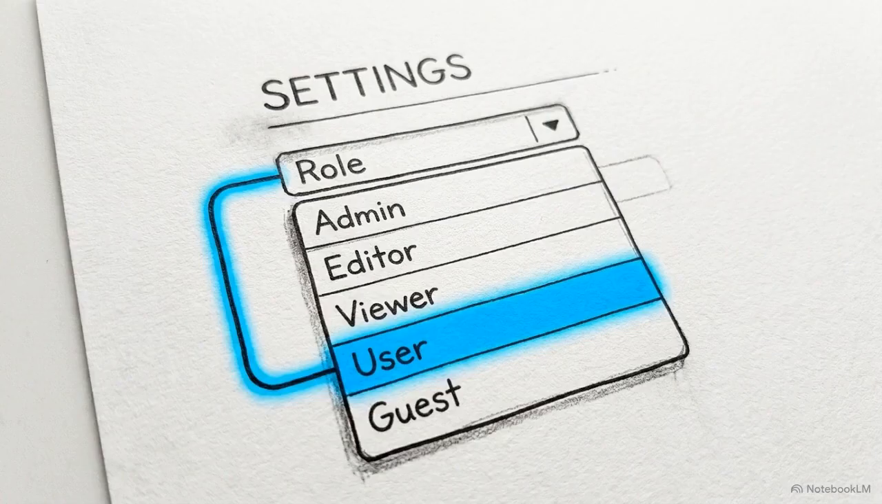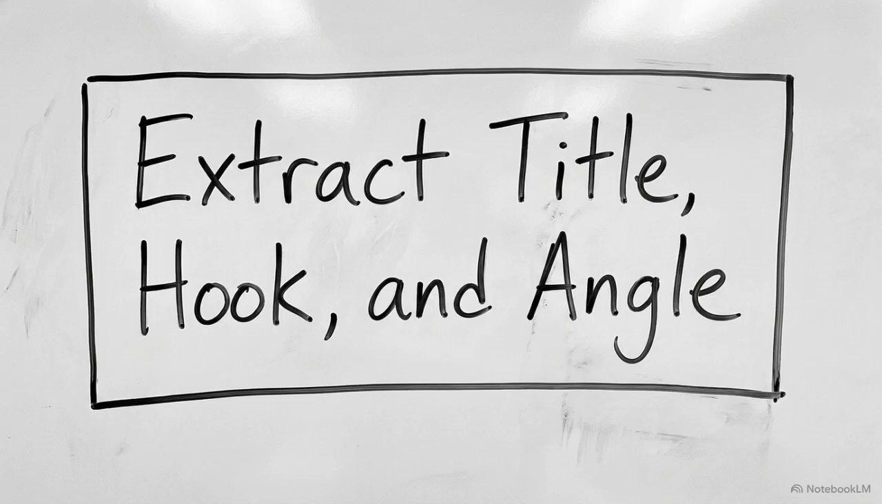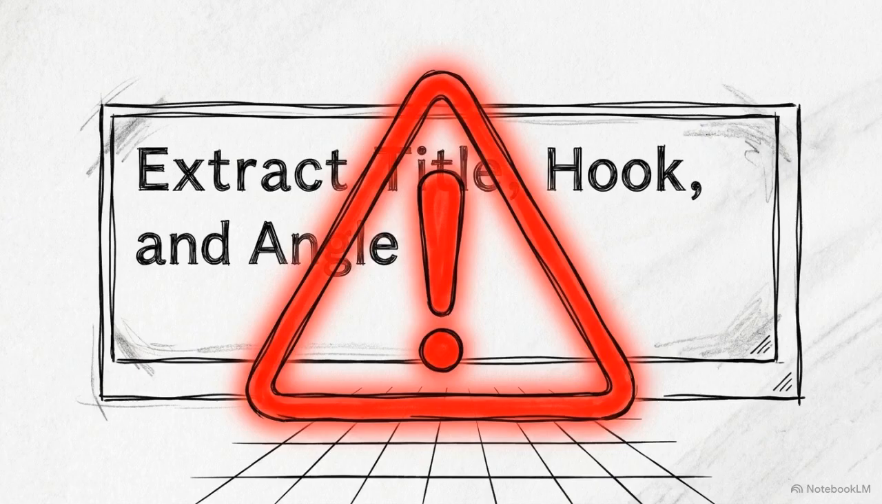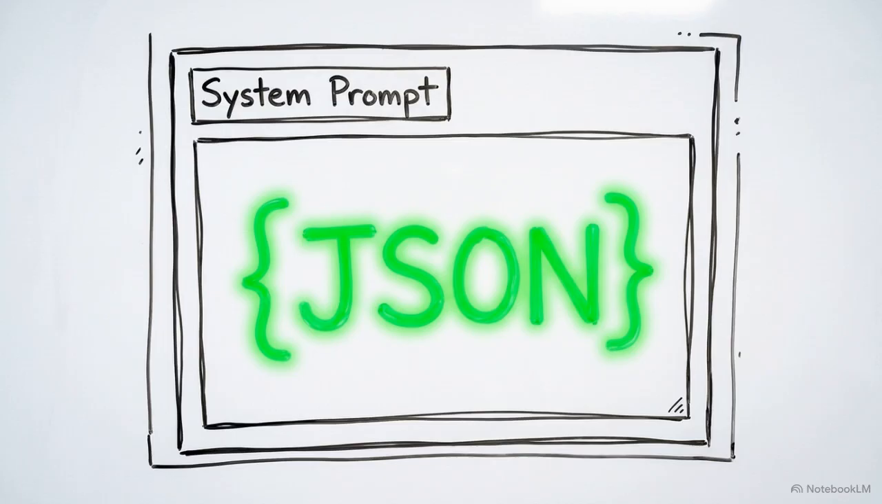With the engine connected, we write our prompt. Select the user role and type a clear instruction telling Gemini to read the RSS data, generating a video title, hook, and angle for each news item. If you leave the prompt like this, the system will fail. You must add a system prompt commanding Gemini to format its answer strictly as a JSON object.